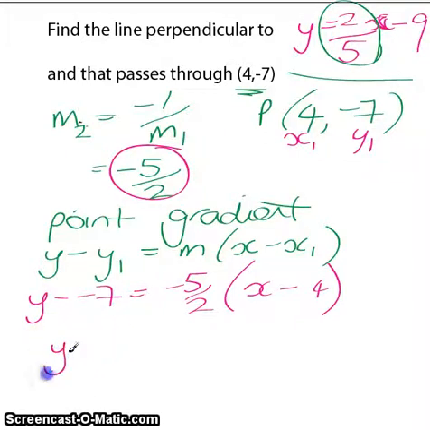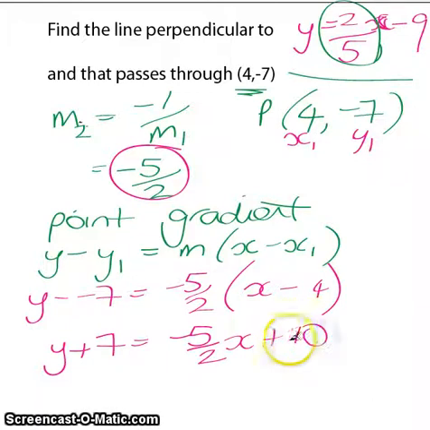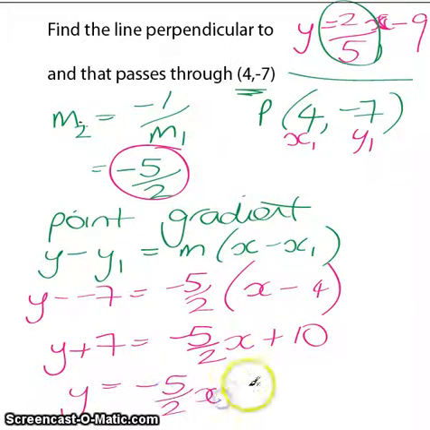We get y plus 7 equals... so y equals -5/2 x plus 3. This is a line that will be perpendicular to that, and it will pass through that.